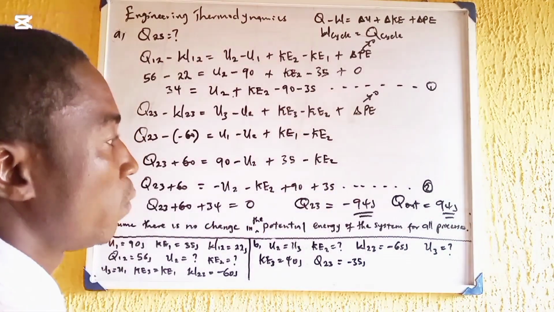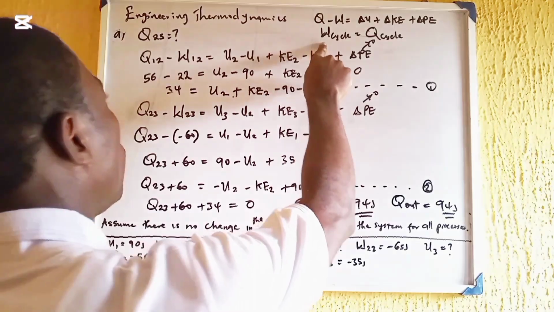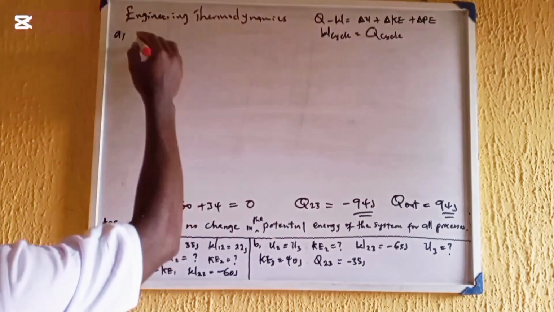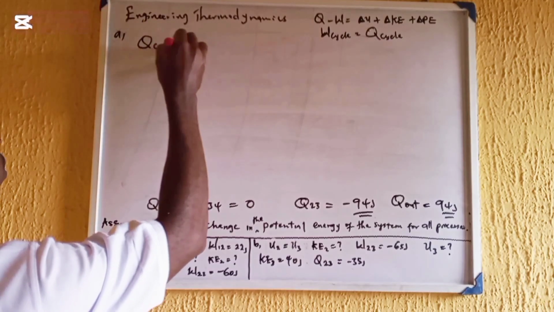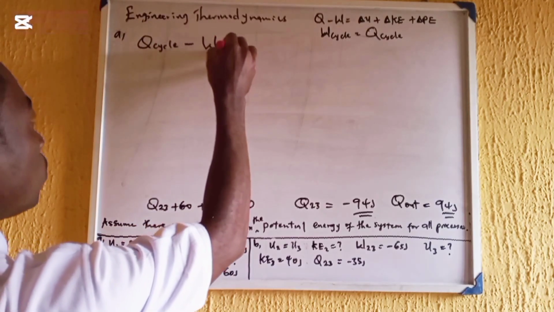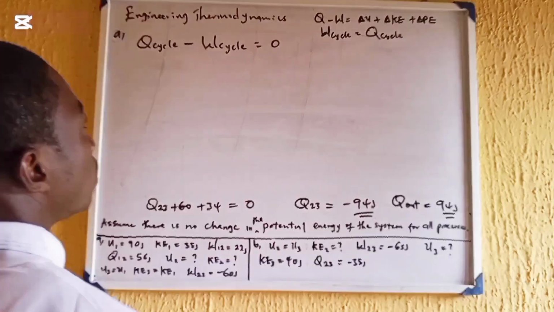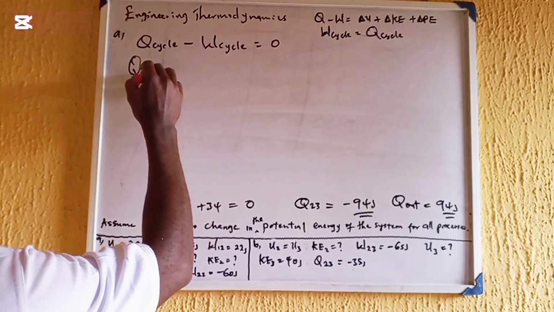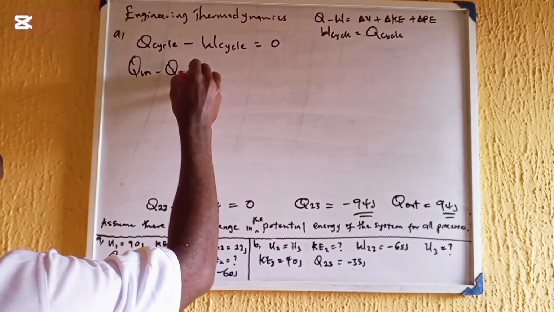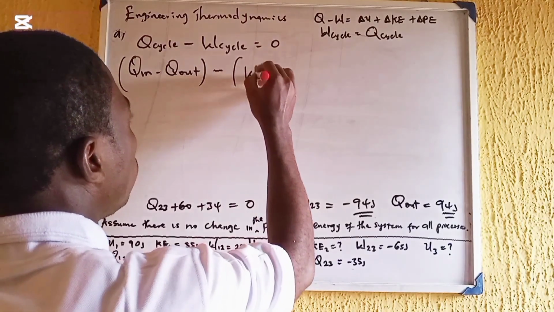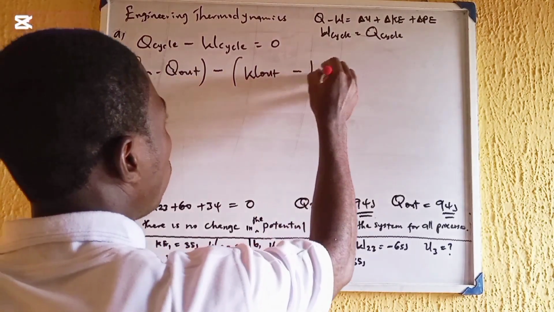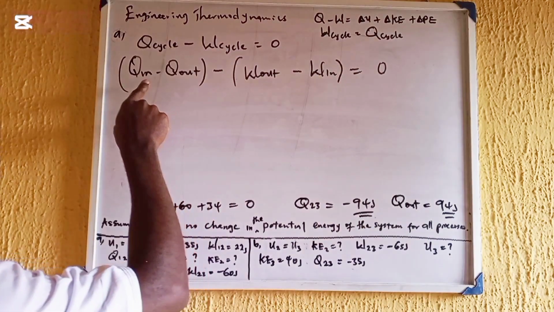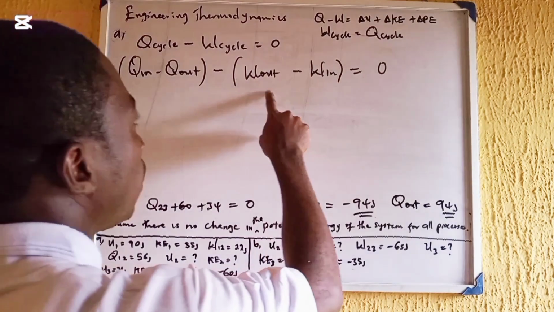Now let's solve this same problem using the thermodynamics cycle equation. That's work cycle equal to Q cycle. So we have Q cycle minus work cycle is equal to what? 0. So what does this mean? That Q in minus Q out minus W out minus W in is equal to 0. Here we're having in minus out, whereas here we're having out minus in.